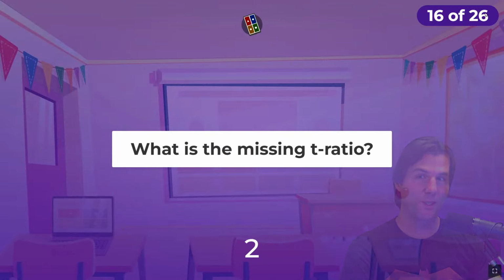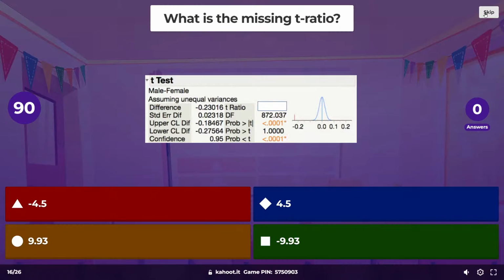What is the missing T ratio? The T ratio is going to be the difference divided by the standard error. Did you hear that? The T ratio is the difference divided by the standard error. So when you see the absolute value of T, that means the does not equal alternative. True. That is the p-value of the does not equal alternative.